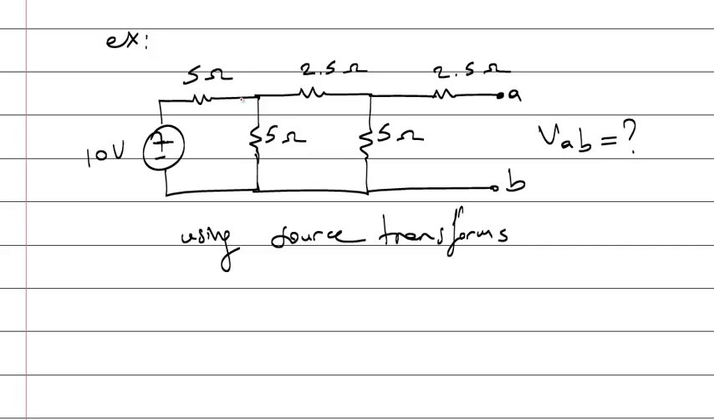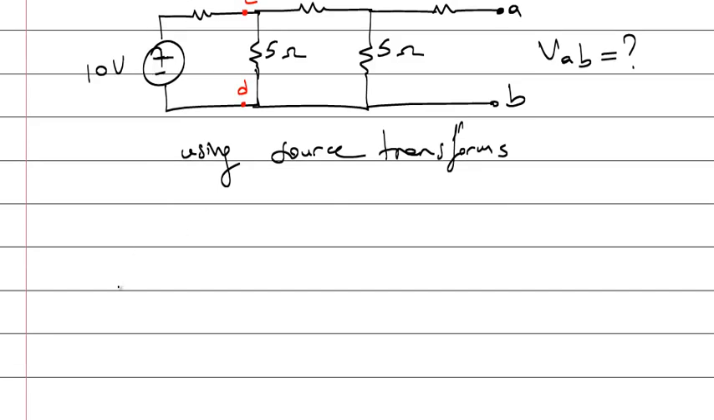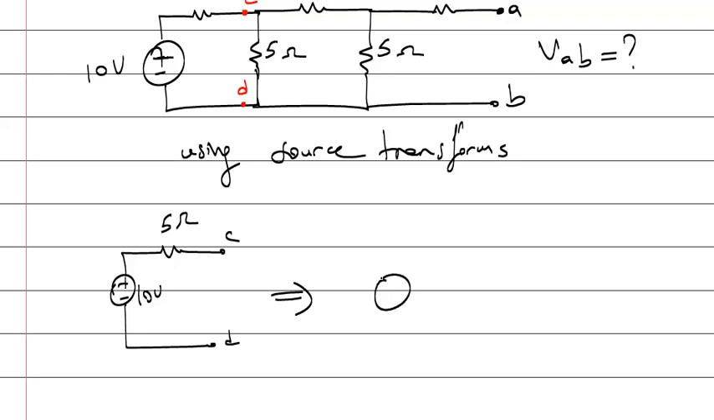For example, let me say this point is C, this is D. I copy this part. This is point C, this is point D. I transform this shape using the source transform techniques. I will draw a current source and a parallel resistor, and these points will be C and D. If I make this transform, resistors are always the same. This will be 5 ohm.